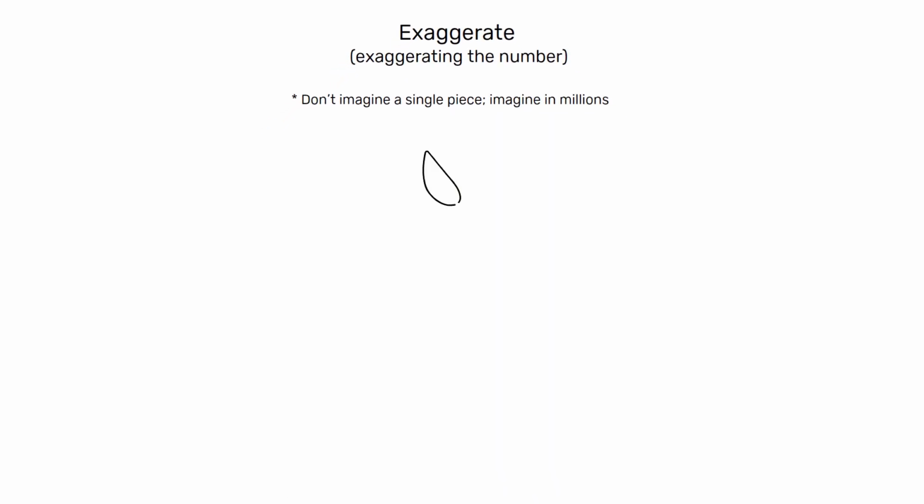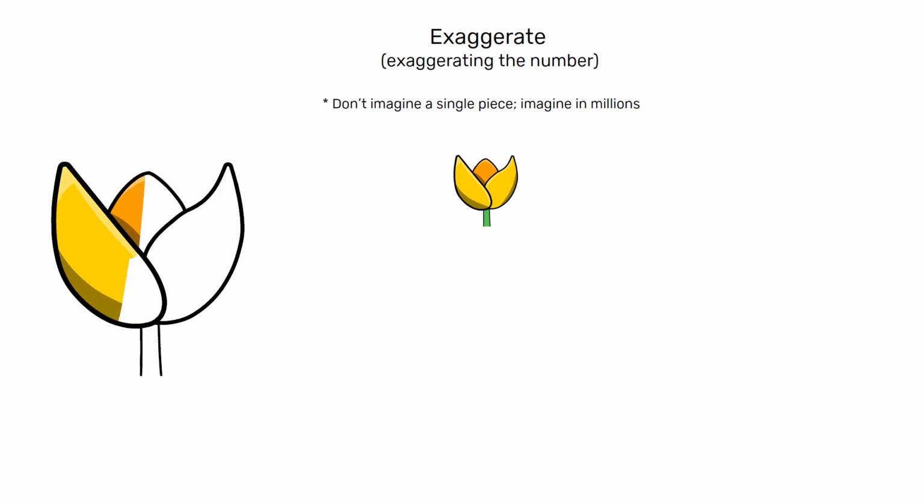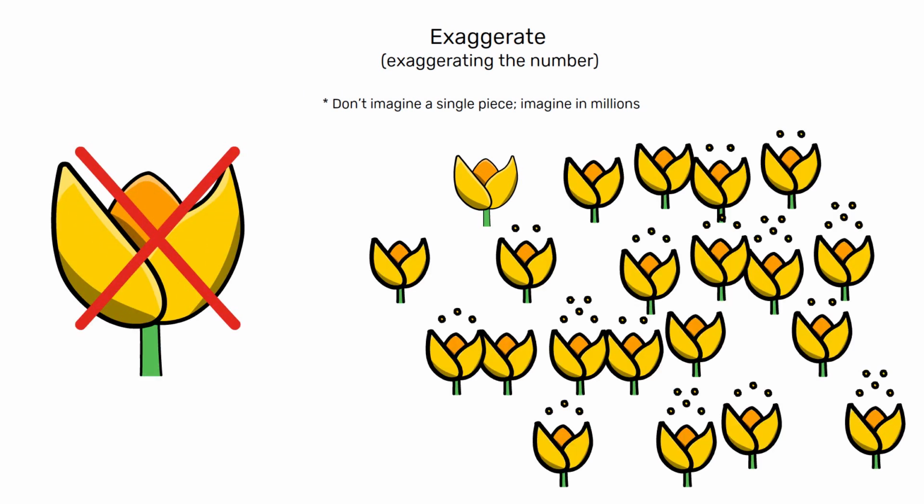Exaggerate. This means exaggerating the number. Don't imagine a single piece. Imagine in millions. Let's take up the same example of the flower. If it's not possible to imagine a giant flower, you can imagine there are millions and millions of flowers. You are stuck in a huge pile of flowers. You exaggerate the numbers.